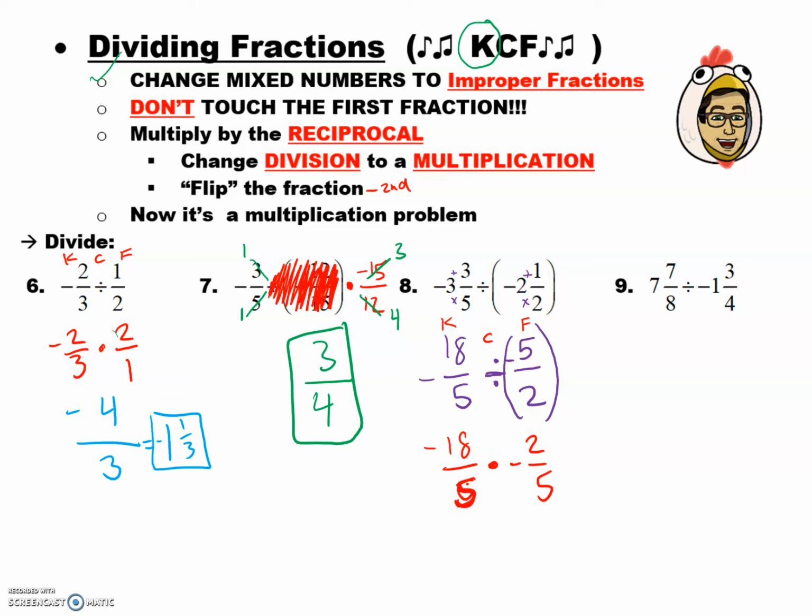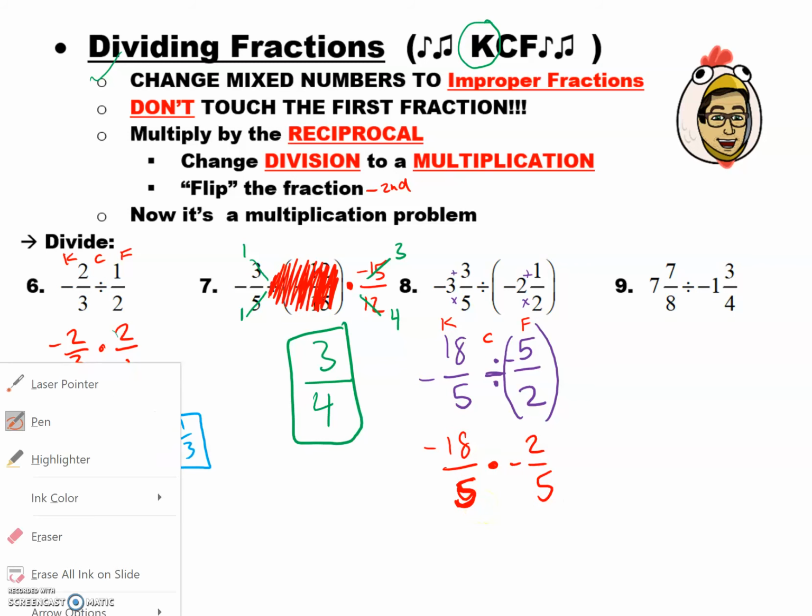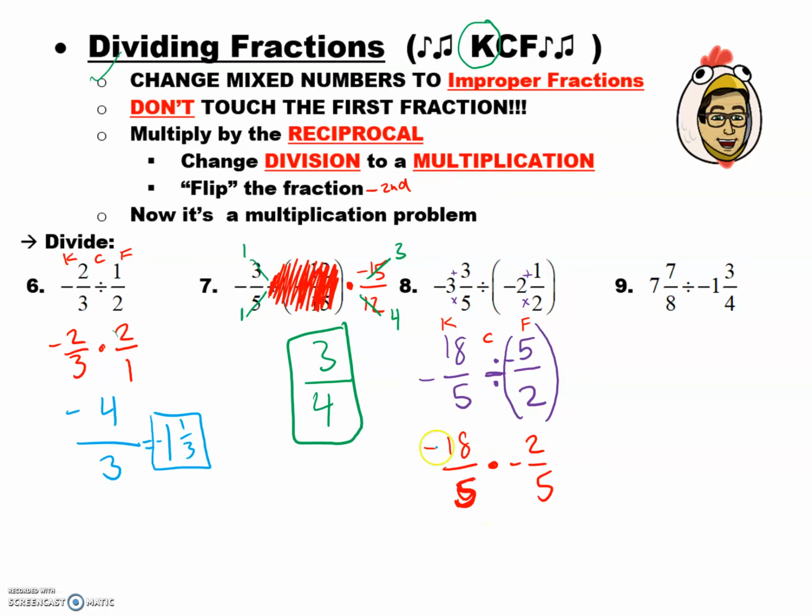Now let's look to see if we can cross-cancel. No common factors, no common factors. So no, we can't cross-cancel at all. So we just multiply straight across. 18 times 2 is 36. And 5 times 5 is 25. And now, of course, we want to do same sign positive, so no negative on this one. 25 goes into 36 one time with a remainder of 11. And notice 11/25 is fully simplified.